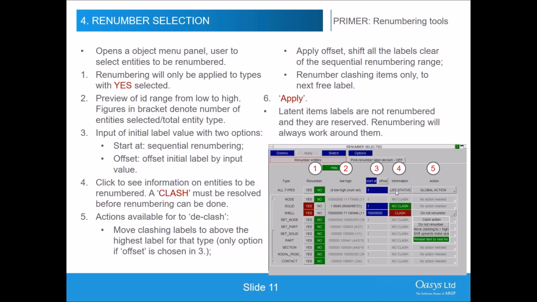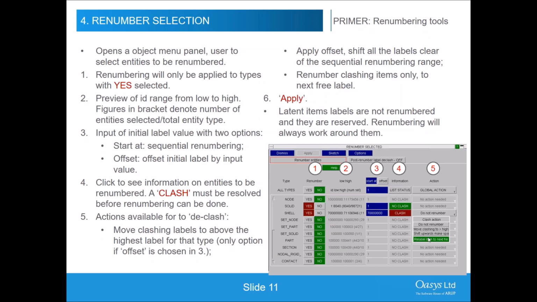And you've got more information if you click the button. At the top there, you've got all type and list status. That shows you what's being renumbered as a summary of everything. And you can also click these no clash or clash buttons to get more information in text as well. And if there is a clash, you can carry out an action. Primer will offer 3 actions for a start at option. But if you have an offset option, you can only shift upwards to make space.